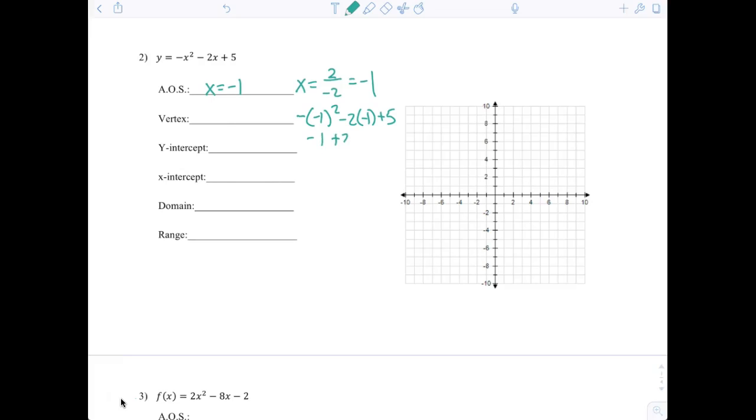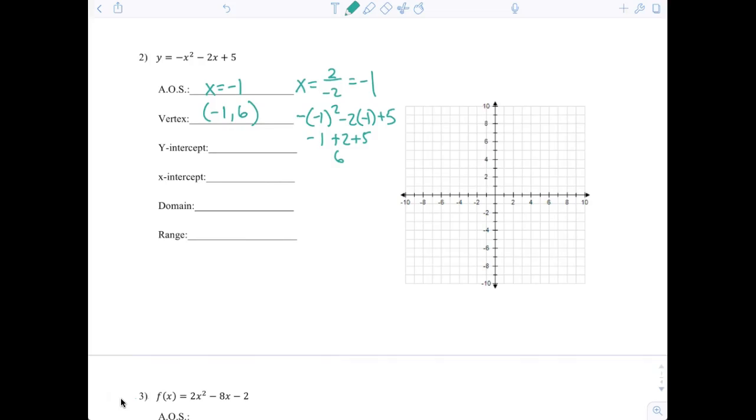-1 plus 2 plus 5 is 6. Do you agree with this? So now the vertex is what? Say it again. -1 comma 6.